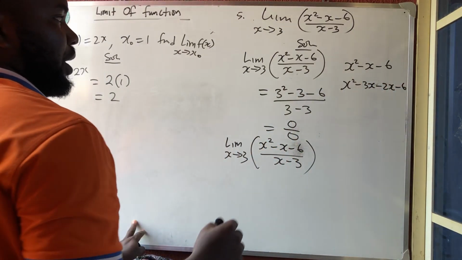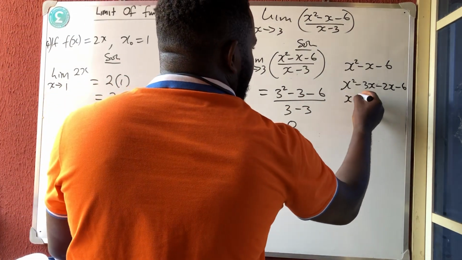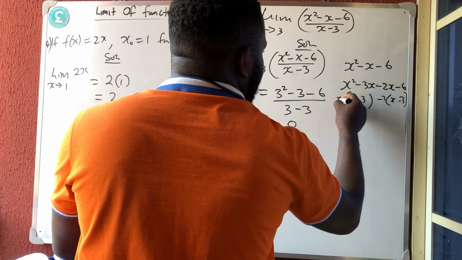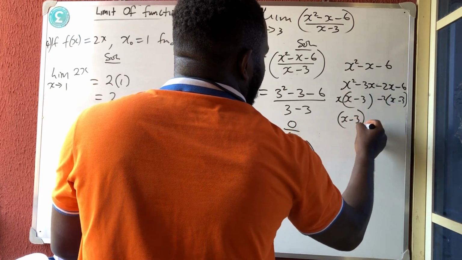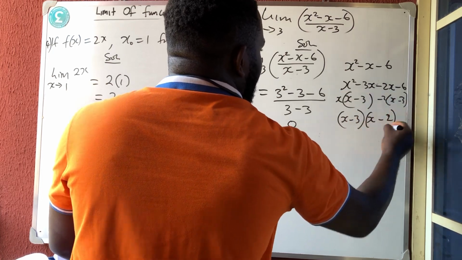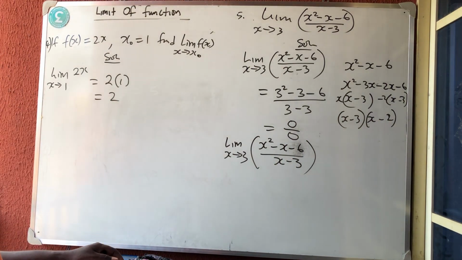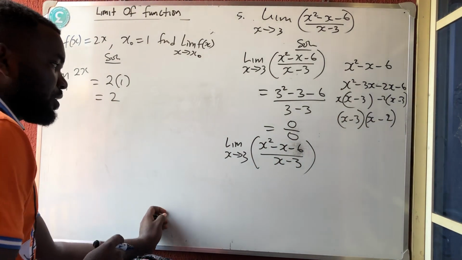Okay, so what do we have? We have x minus 3 and x minus 2. So I have x minus 3 and x minus 2. Okay, if you factorize that. If you don't know how to do factorization, go to my video on quadratic equation.